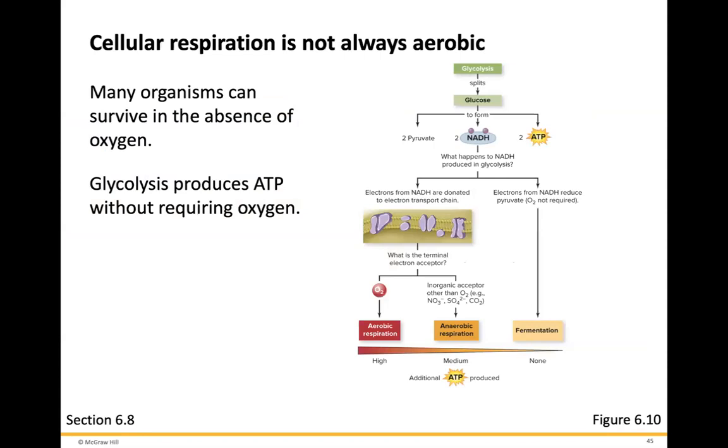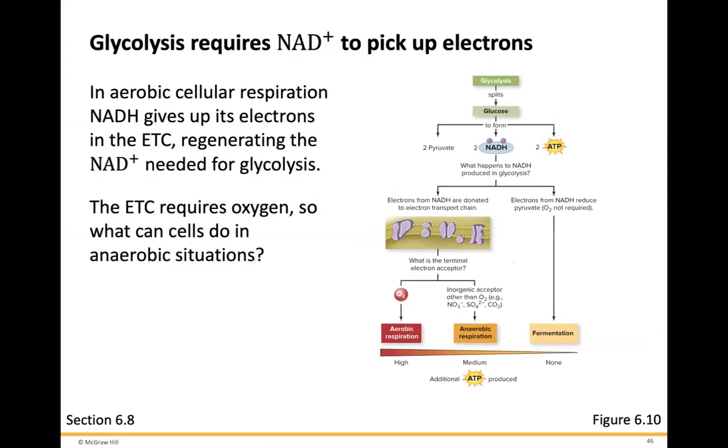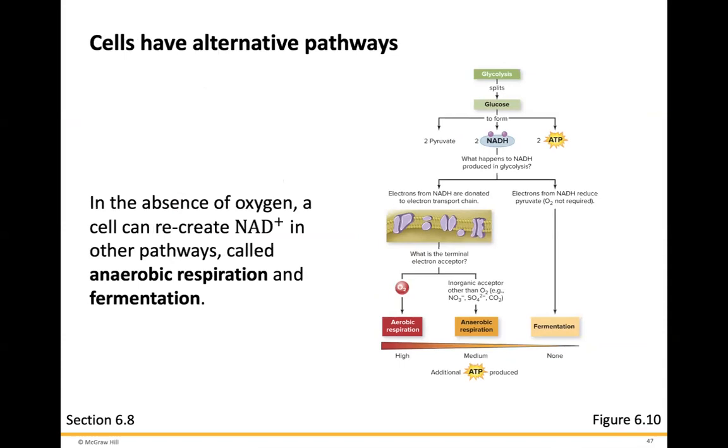Now, cellular respiration is not always aerobic. Many organisms can survive in the absence of oxygen. We cannot, but many bacteria can. Glycolysis produces ATP without requiring oxygen. In aerobic cellular respiration, NADH gives up its electrons in the electron transport chain, regenerating the NAD needed for glycolysis. The electron transport chain, remember, requires oxygen. So what can cells do in anaerobic situations? In the absence of oxygen, a cell can recreate NAD in other pathways, such as anaerobic respiration and fermentation.